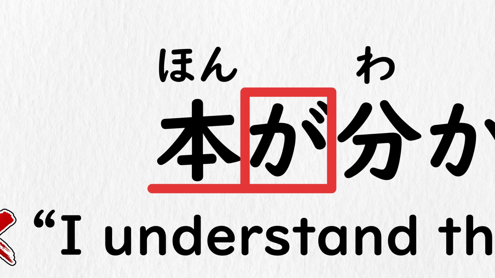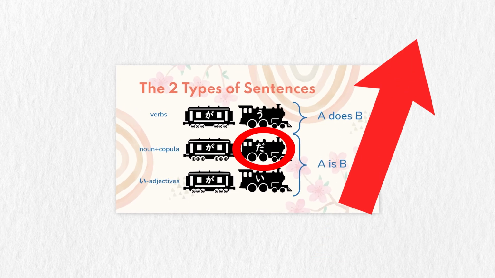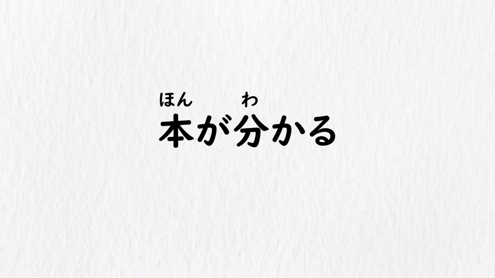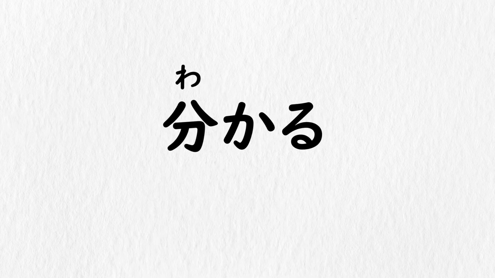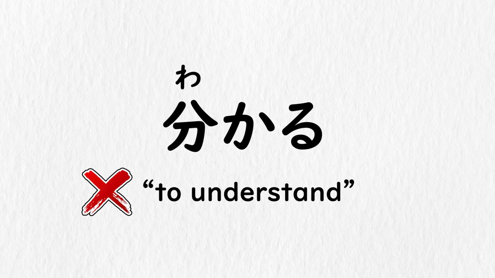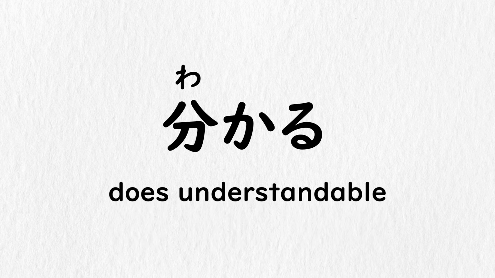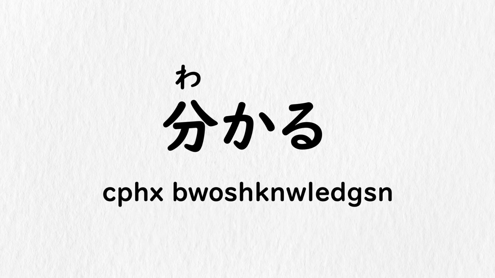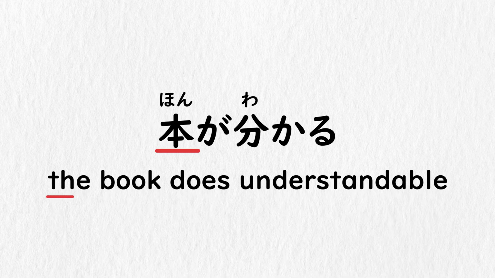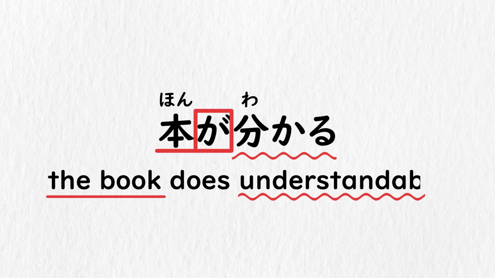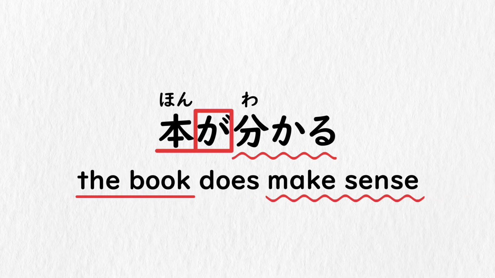The book is. Next, following the second video on core grammar, we can figure out that this is an A does B sentence. Wakaru doesn't actually mean to understand, but instead means does understandable. Or we can say makes sense. This gives us the final sentence, the book does understandable, or the book does make sense.